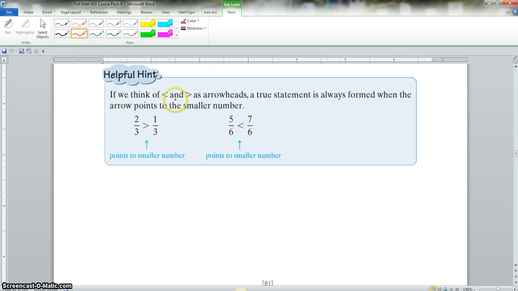Says if we think of less than and greater than as arrowheads, a true statement is always formed when the arrow points to the smaller number. So we look at this point here. So we're saying 1/3 is less than the 2/3 here. But it reads as 2/3 is greater than this 1/3. And we look here where this is pointing at. This 5/6 is less than this 7/6. So we'll say 5/6 is less than 7/6. Points to the smaller number.